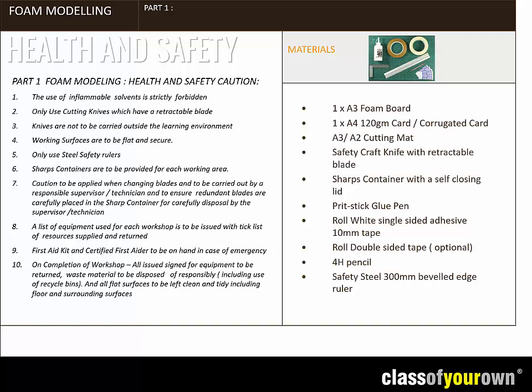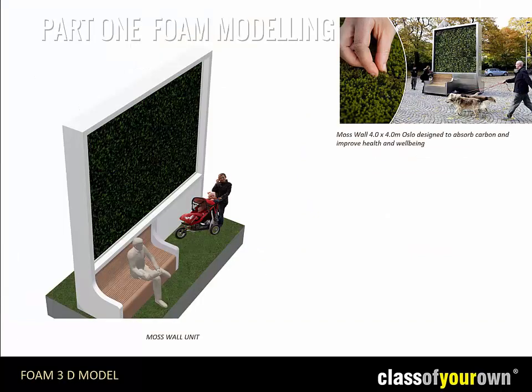So for the modeling, we're going to use foam board, we're going to use corrugated card, a craft knife with a retractable blade. We need to make sure that we've got a sharps container with a self-closing lid. We're going to use Pritt stick or glue pens. We can use a roll of white single-sided adhesive tape.